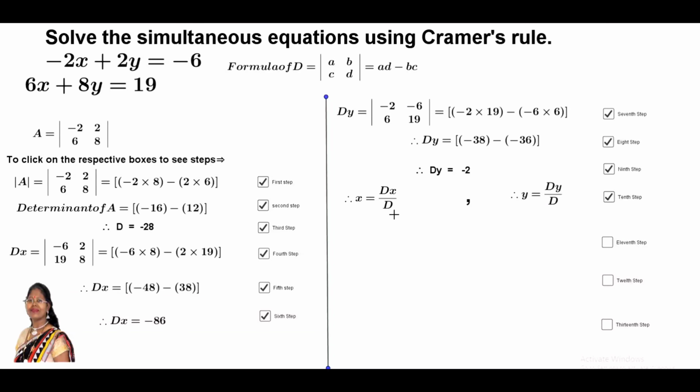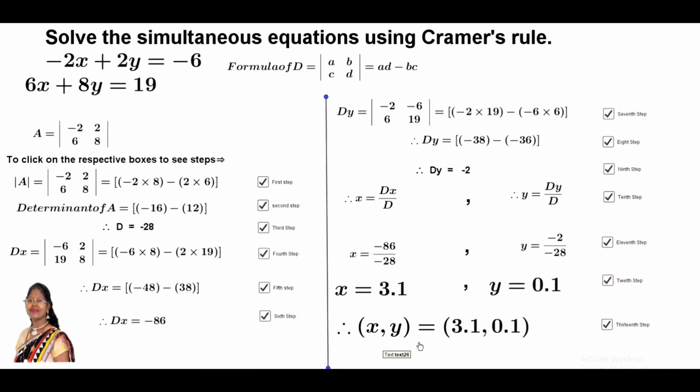And x is equal to dx upon D and y is equal to dy upon D. Putting the values of dx and D, and putting the values of dy and D, you will get x is equal to 3.1. Minus and minus cancel when divided. Therefore y is equal to 0.1, and x, y is equal to 3.1 and 0.1. These are the solutions of the given simultaneous equations.